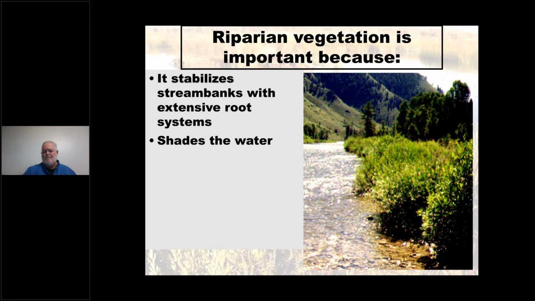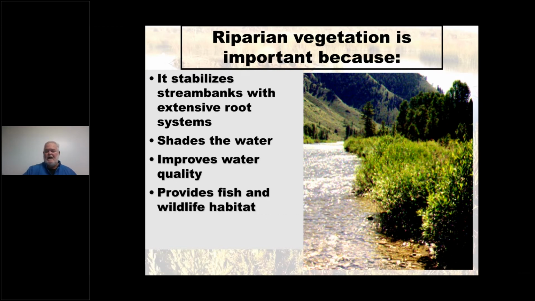It shades the water, provides good fish habitat, and lowers the temperature of the water. It improves water quality. Remember that the microbial populations in the root systems will break down organic materials, and it just improves the water quality overall, rather than you having to pull all the water out of the stream, run it through a water treatment plant, and then put it back in again. The plants can do a lot of that. It provides good fish and wildlife habitat, obviously, and it builds the stream banks by catching sediment.